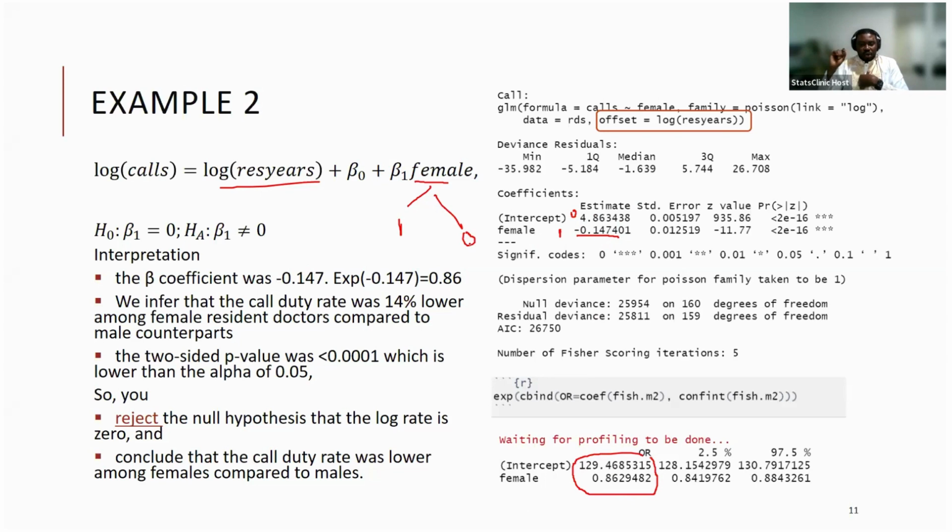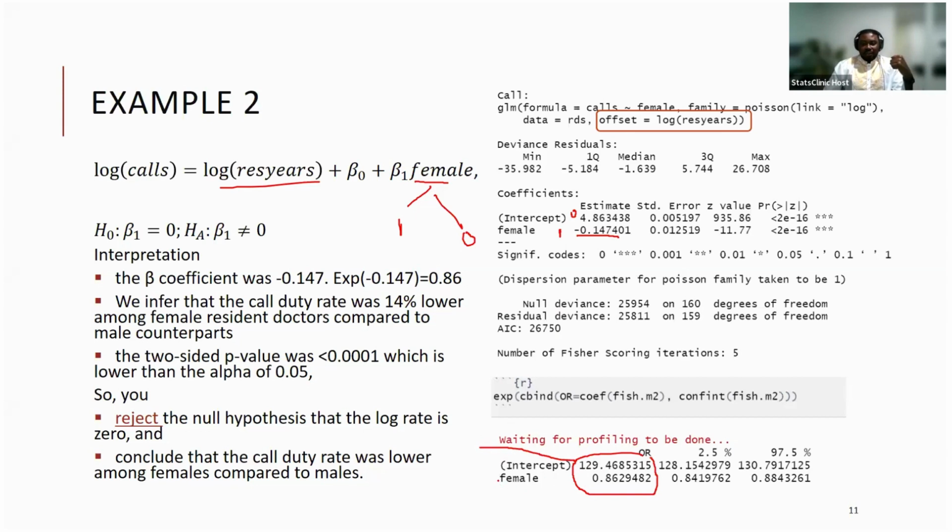So the way that we interpret a binary variable in a regression output is that for the intercept, you set this to 0. So you take 0 for this one and say, if female is 0, that means that individual is male. So we say that on average for males, 129 is the number of calls they have had during the residency per year.